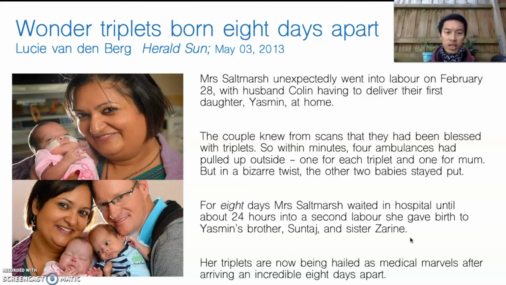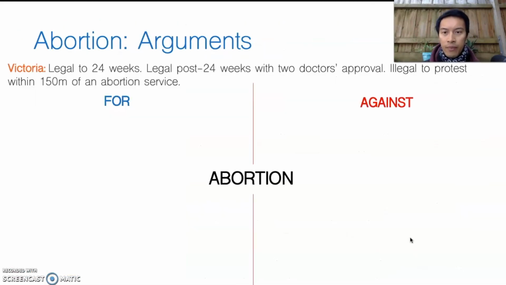However, in a bizarre twist, the other 2 babies actually didn't come out. So, the first baby was born, but then the other 2 kind of stayed in place. For 8 days, she waited in hospital until about 24 hours into the second labor. She then gave birth to Yasmin's brother, and then the sister Zareen. So you can see what's really interesting is you've got triplets, but one is born kind of 8 days apart from the other 2. So some pretty amazing stuff there.